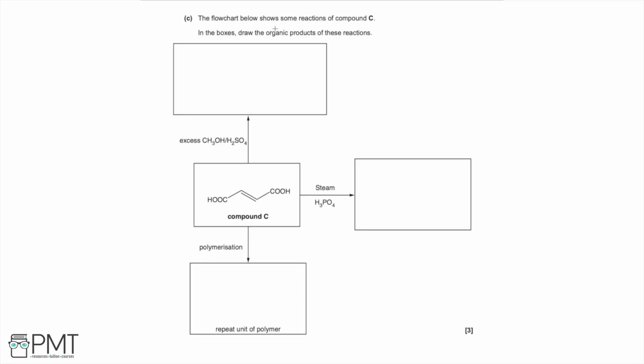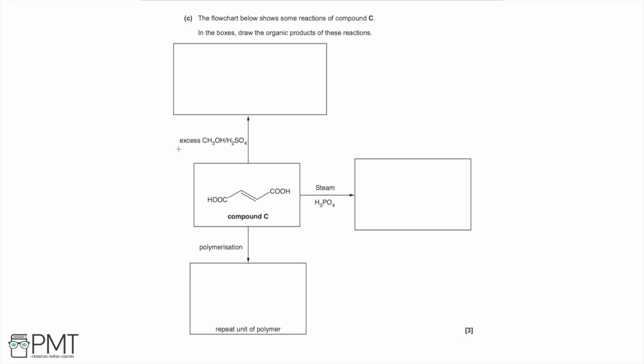The flowchart below shows some reactions of compound C. In the boxes, draw the organic products of these reactions. So first of all, we've got compound C here, which is an alkene with 2 carboxylic acids coming off of the sides, and it's symmetrical as well. So we have 3 sets of conditions. We've got excess methanol and sulfuric acid. We've got steam with phosphoric acid, and we have polymerization.